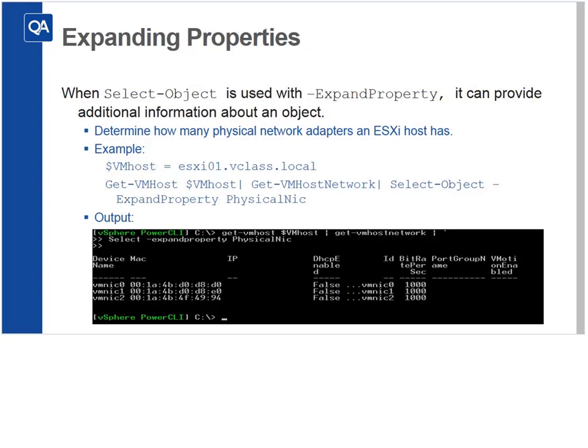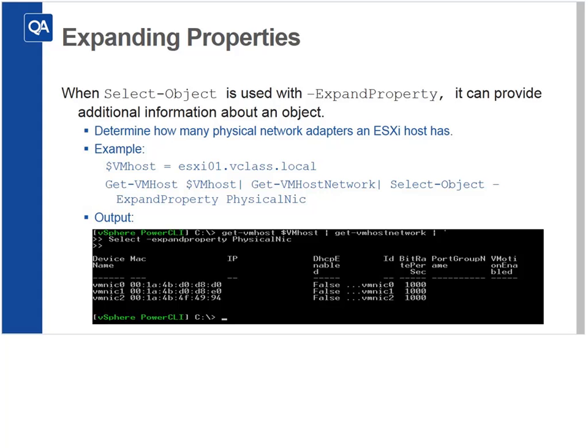Sometimes it doesn't tell you enough. It might tell you that it's got NICs, but you want to know about the network cards. The Select-Object -ExpandProperty, the minus sign on the end there, will allow you to look at the attributes of the attributes, metadata if you prefer. For example, it may well say it's got three network cards, but you might want to know what the MAC address and things are.